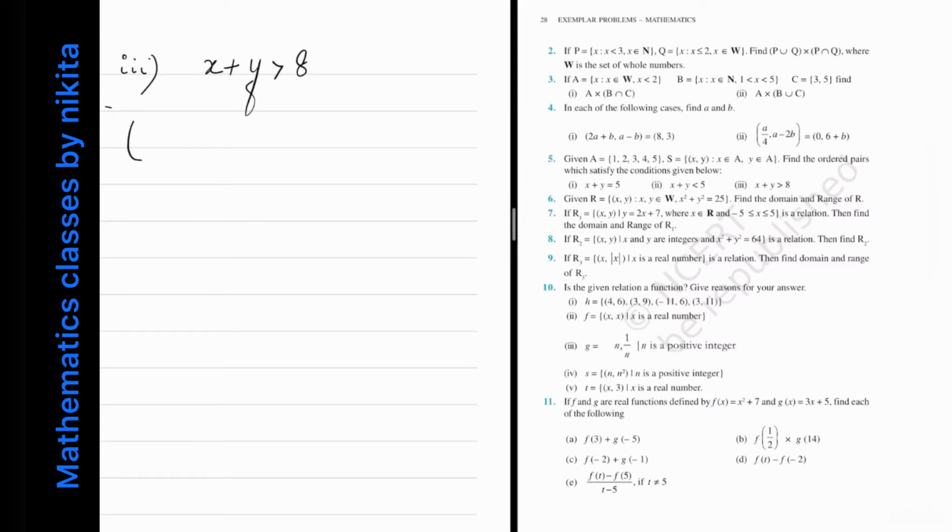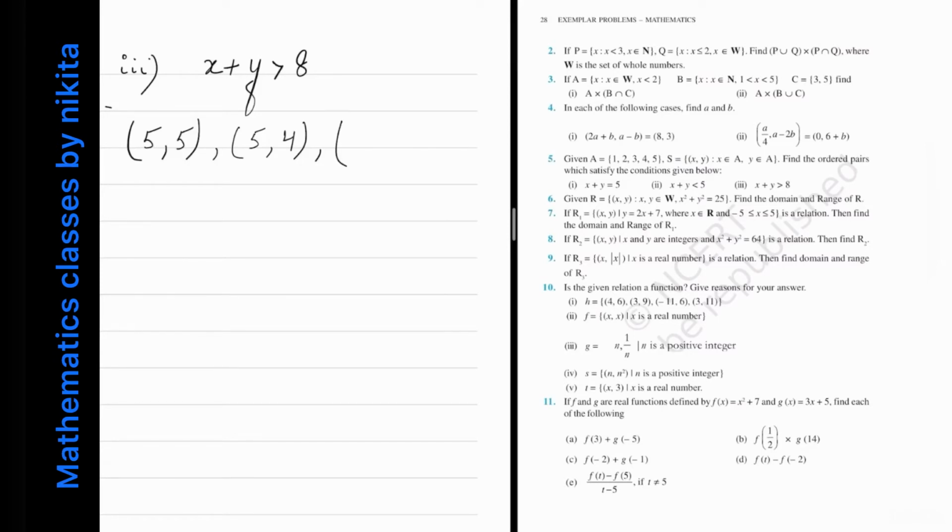So let's start with x equal to 5. Now if x is 5, then y can be, start with the greater values. y can be first of all 5 because 5 plus 5 is 10. Now if x is 5, y can be 4. y cannot be 3 because 5 plus 3 is 8.